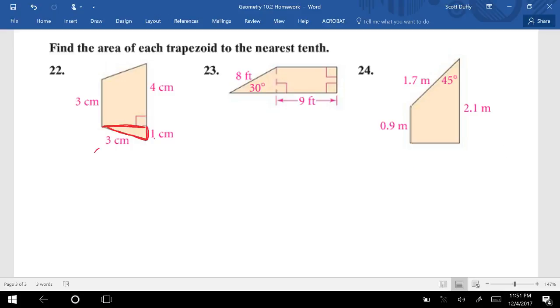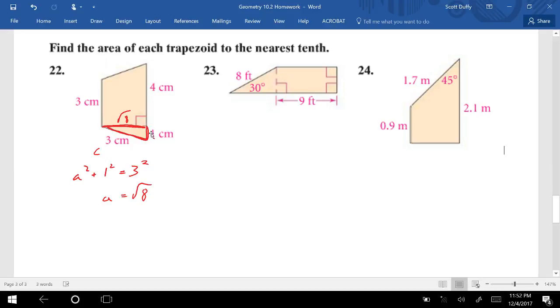So I'm going to call this my C, and I'm going to call this my B, and then this would be my A. A squared plus B, 1 squared, equals 3 squared. Solve for A. And 3 squared minus 1 squared is going to be 8. So A would be the square root of 8. Cool. So now that would be my height.